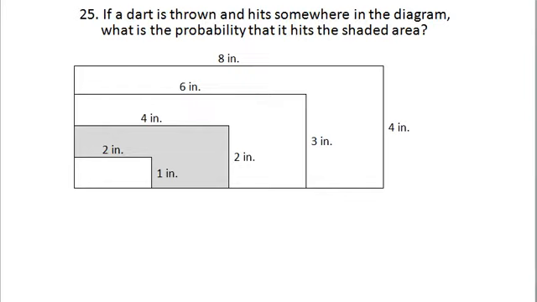If a dart is thrown and hits somewhere in the diagram, what is the probability that it hits the shaded area? Now, the probability that it hits the shaded area is simply proportional to the area of the shaded area versus the area of the whole thing. So the first thing we have to do is find the area of the shaded area.